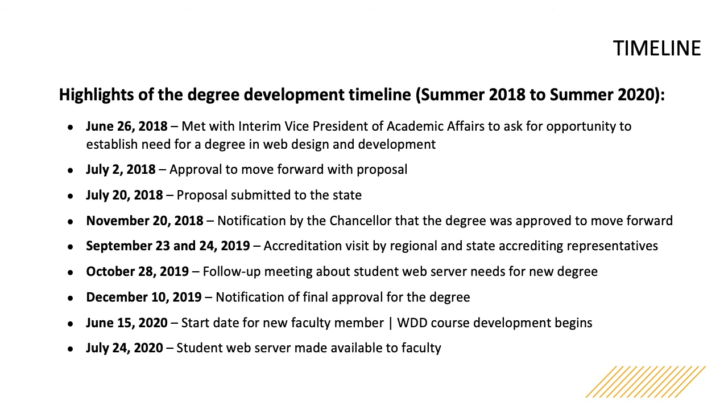Then another wait until a period of rather intense preparation leading up to the regional and state accreditation visit that didn't happen until September 23rd and 24th in 2019. Being optimistic, we began talks about the student web server needs in October of 2019, but the new server wasn't made available to faculty until late in July 2020. And even though we received notification of the final approval for the degree in December 2019, we weren't able to get a new faculty member on and start WDD course development until June of 2020. All of this being in place just in time before the start of fall semester in 2020.